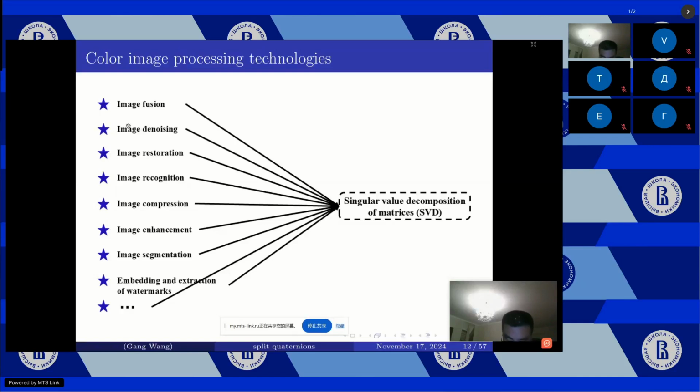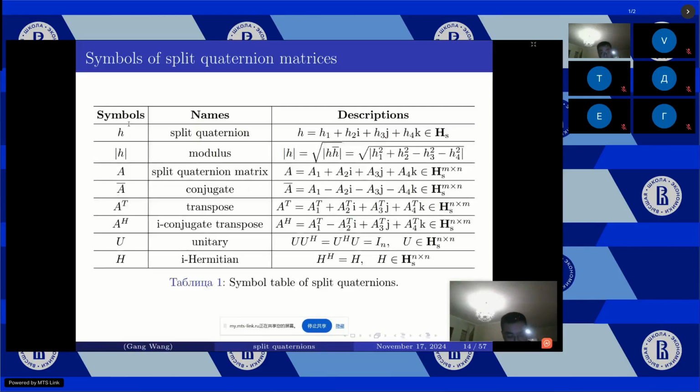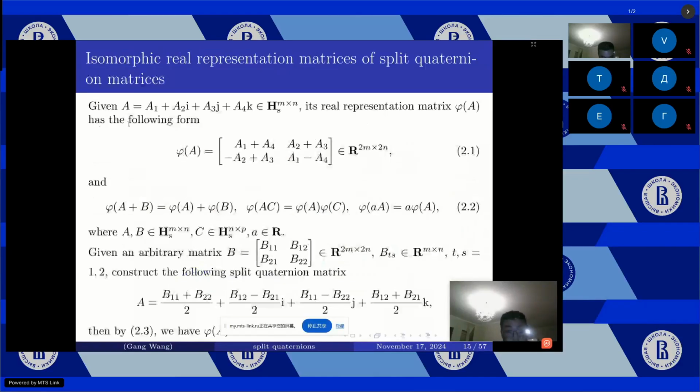In the next section, we will explore the SVD of split-quaternion matrices and analyze their advantages and application prospects in color image processing. Here are some examples of split-quaternion matrices, such as transpose, conjugate transpose, unitary matrix, Hermitian matrix, and so on. It is worth noting that the definition of i-conjugate transpose is special, and the modulus of the elements is also different from that of quaternions.